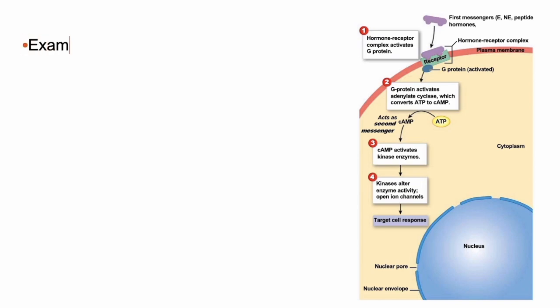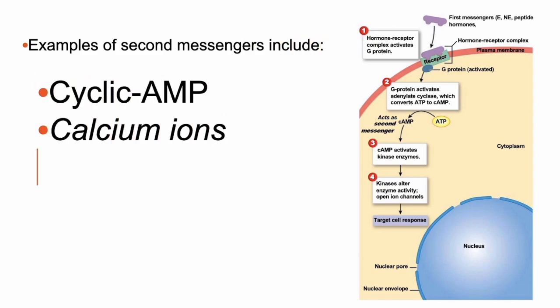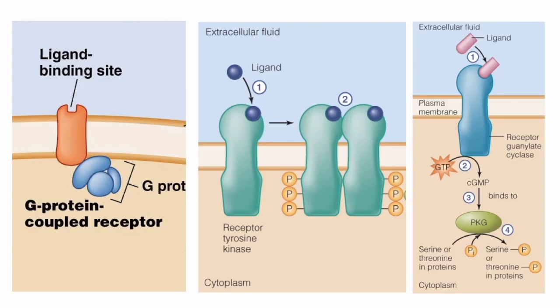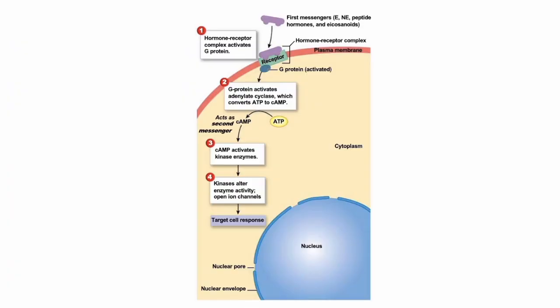The three most commonly used second messengers in our cells are cyclic AMP, calcium, and cyclic GMP. Three common plasma membrane receptors are your G protein coupled receptors, receptor tyrosine kinase, and lastly your guanylate cyclase receptors. This is an example of what can happen with a G protein coupled receptor. There is a cascade of events that occur inside of the cell.